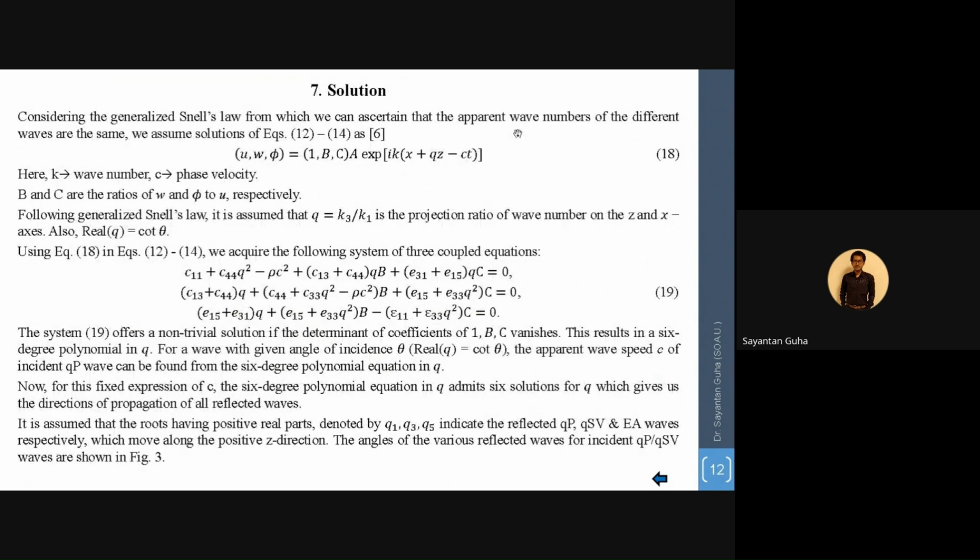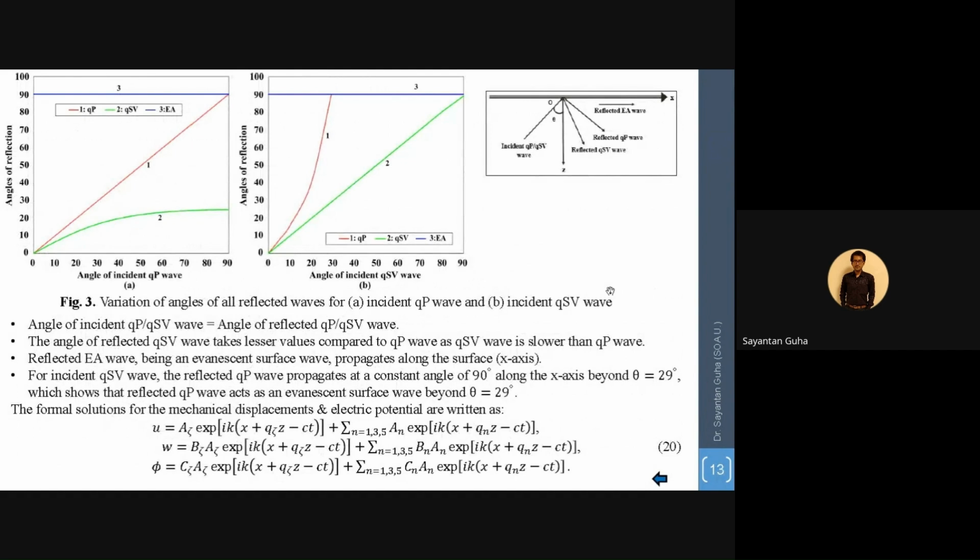To solve the equations, we assume a solution form given by equation 18, adhering to the generalized Snell's law. On applying this solution form in our 3 equations, we obtain a family, equation 19. From this family, we obtain the velocity expressions of the QP and QSV wave, as well as the propagation directions of all reflected waves, which can be seen from these figures.